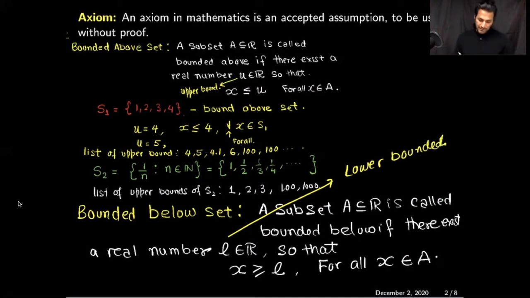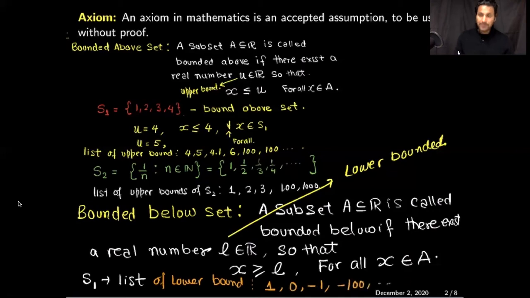The lower bound. For example, the set S1 is a bounded below set also, and the list of the lower bounds for that set are basically 1 is a lower bound of the set. Similarly, 0 is a lower bound, negative 1 is a lower bound, negative 100 is a lower bound, and so on. So it also has infinitely many lower bounds, and I listed a few of them here.